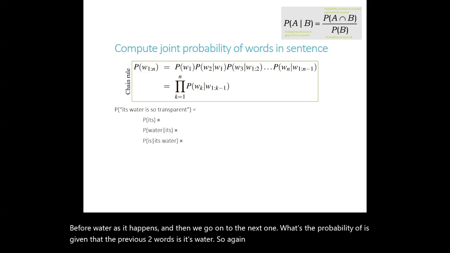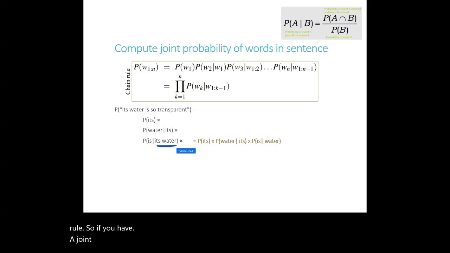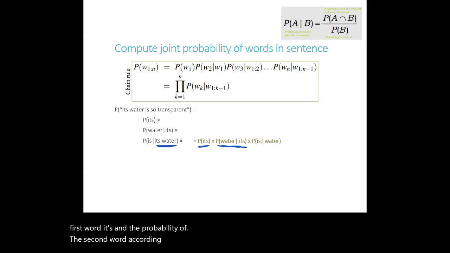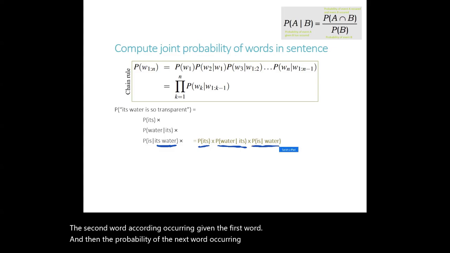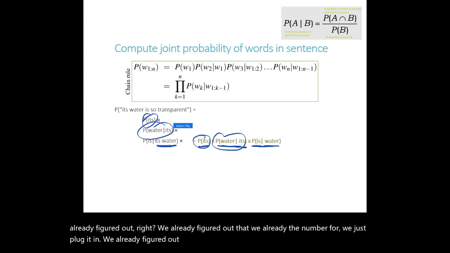So again, this is where we go back to our chain rule. If you have a joint probability here, you can go back to the chain rule, and this would say figure out the first word, "its", and the probability of the second word occurring given the first word. And then the probability of the next word occurring given the previous word is something that you can break it down into, which is nice because we already figured that out. We already know the number, if we just plug it in. So all we have to really do is calculate this and plug it in, substitute for that.